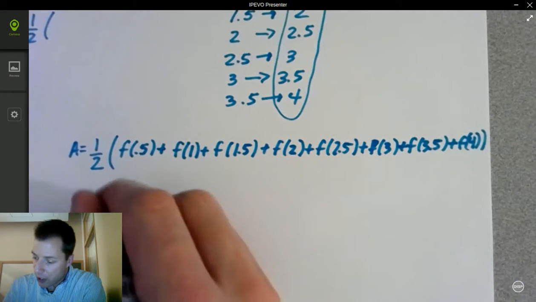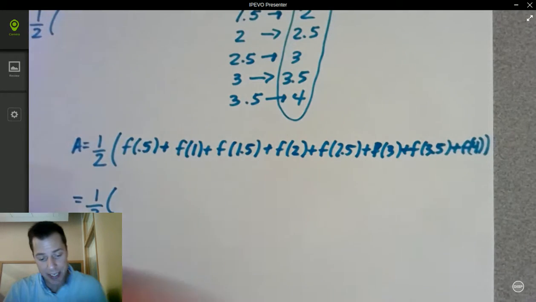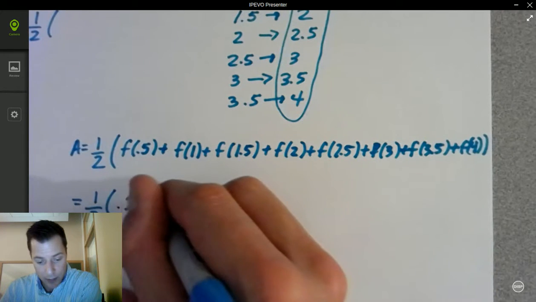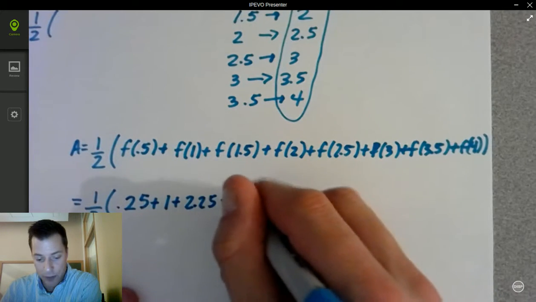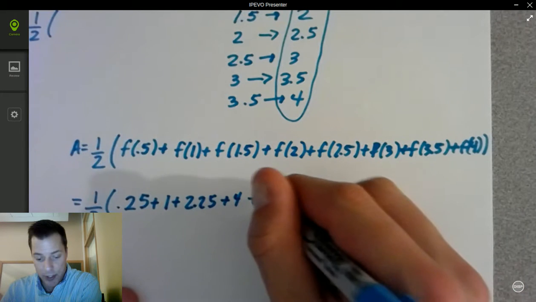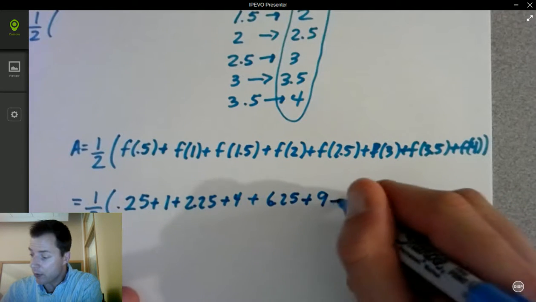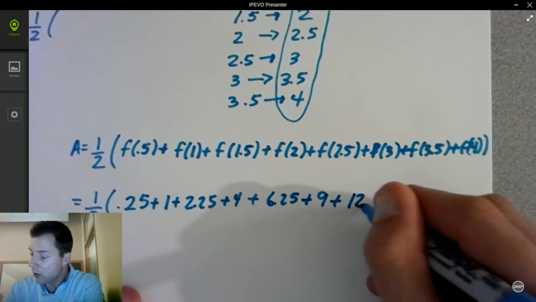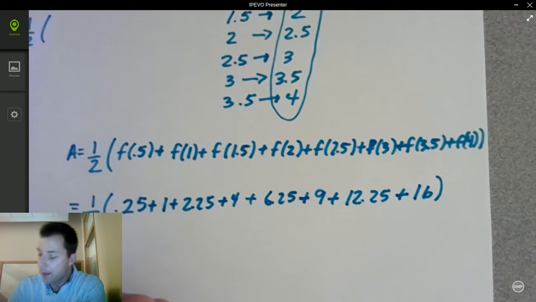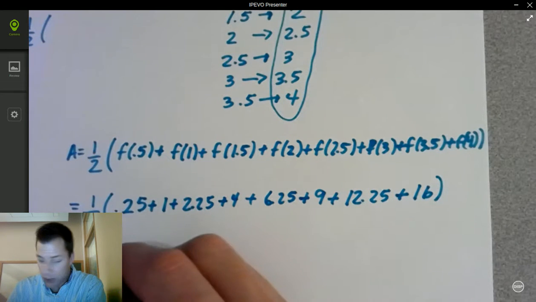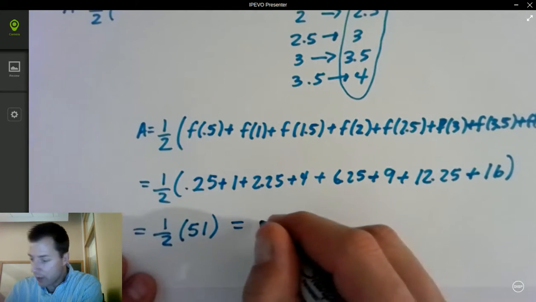Now, we have to evaluate all those numbers. They have to be plugged into our function. I went ahead and did that ahead of time. So we get 0.25 plus 1 plus 2.25, 1.5 squared, plus 2 squared, there's 4, plus 2.5 squared is 6.25, plus 9, there's your 3 squared. Then we got to do 3.5 squared. 3.5 squared is 12.25. And 4 squared is 16. So now I've got all my numbers in there. So now I get 1/2 times that sum, which I got to be 51, and that's going to equal 25.5.